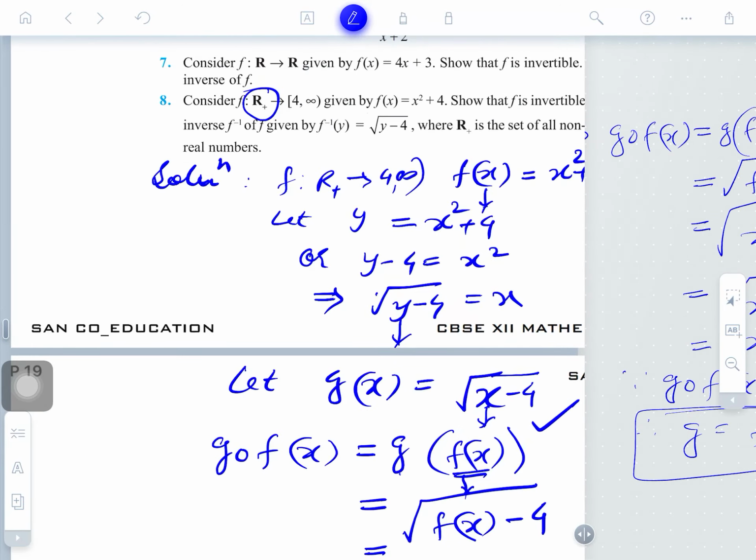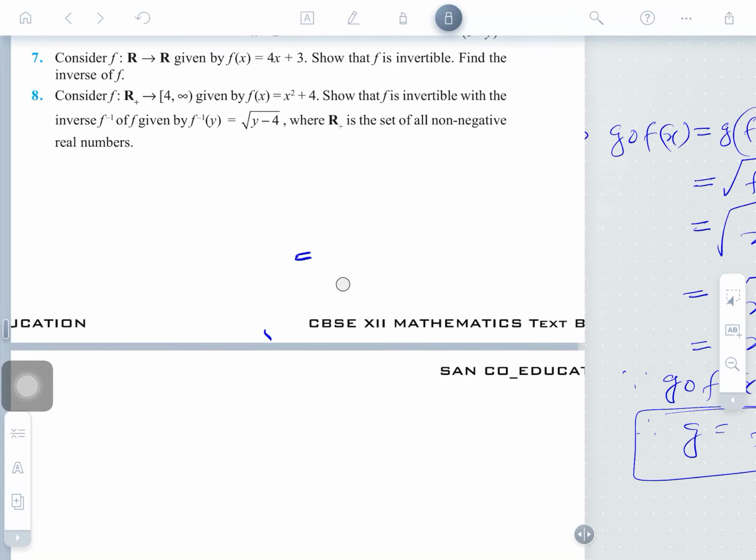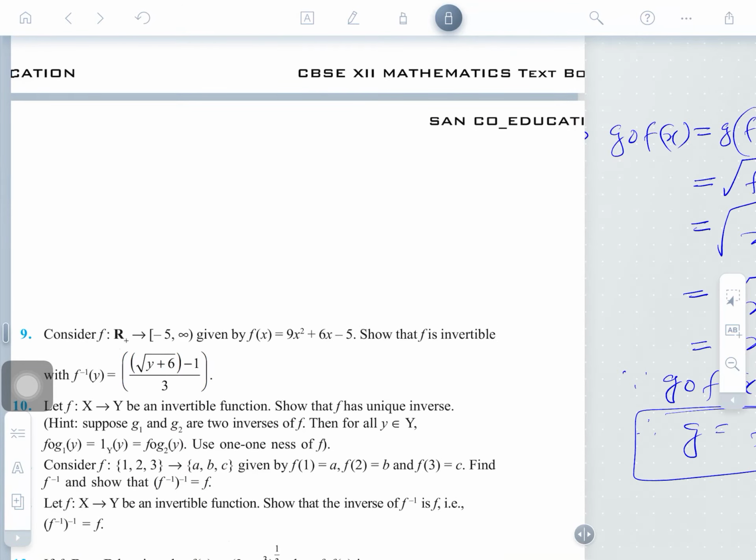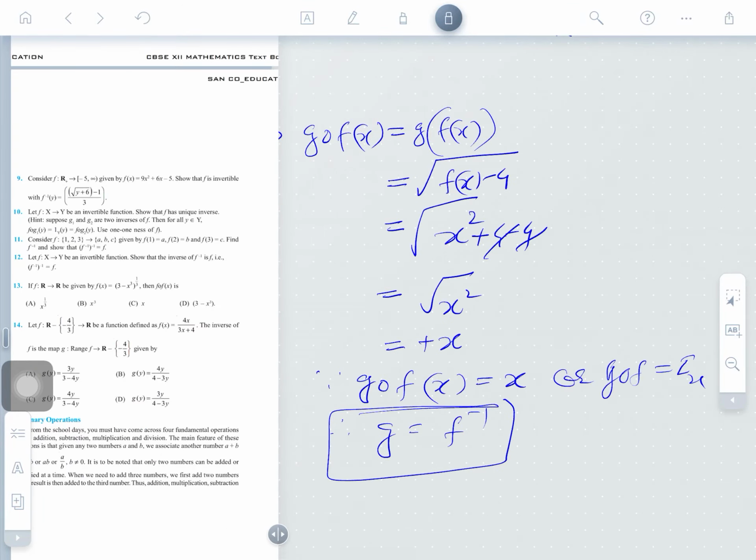See, now the next question is question number 9. We have solved question 8. The 9th number question: the function given by this is the function here. Show that f is invertible. I think you can do it here with the same procedure. How will you find out the invertibility with this? The same procedure is to be done here.